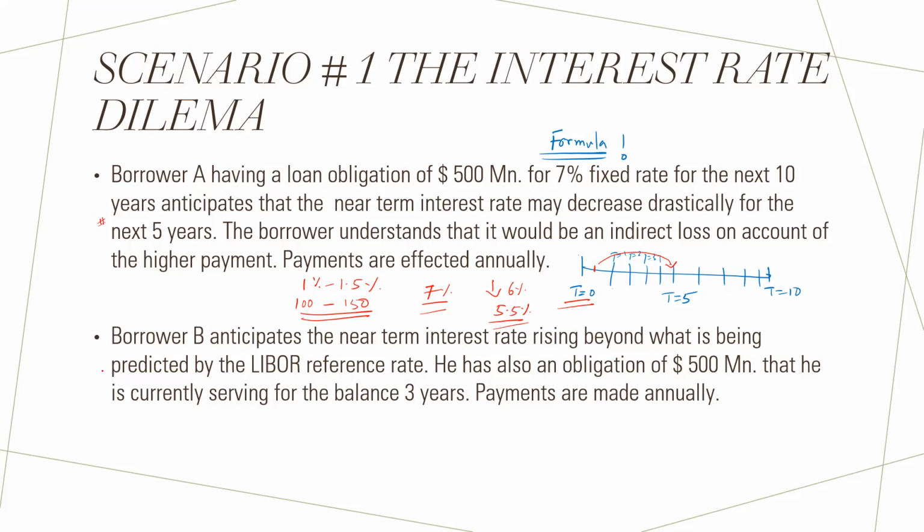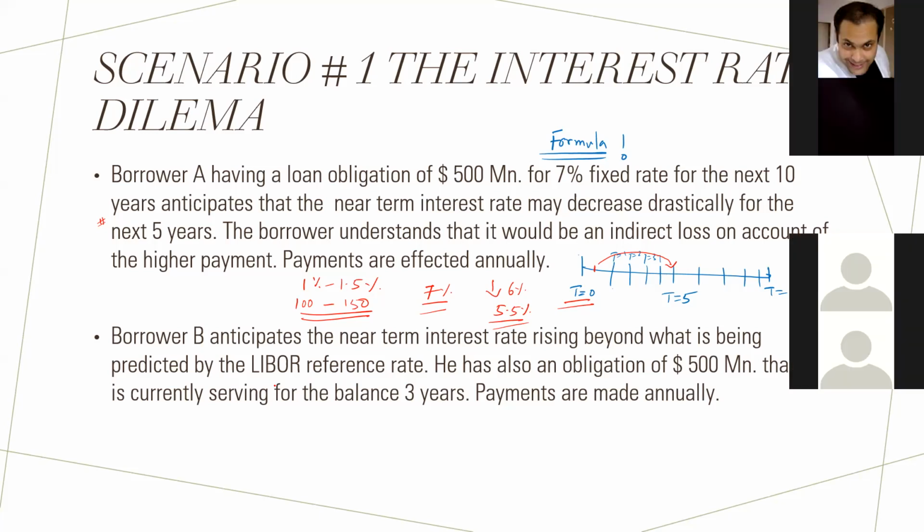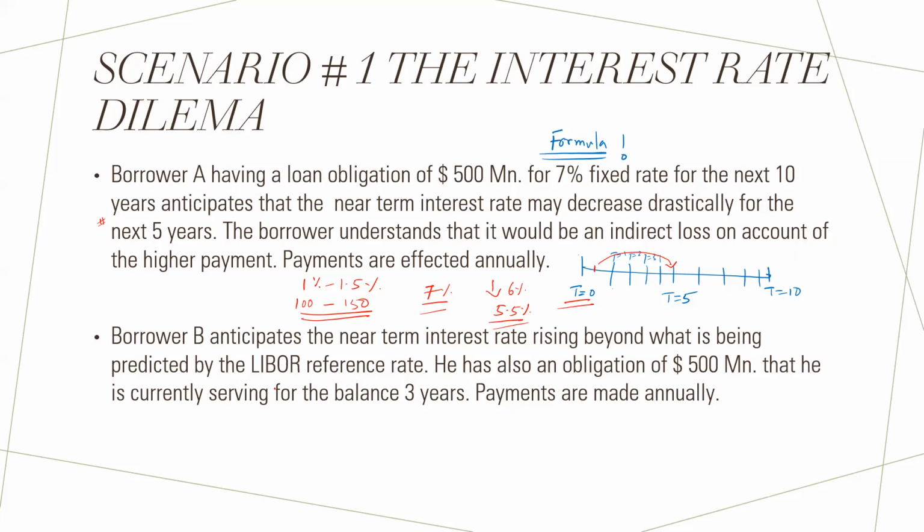Exactly opposite is the scenario for borrower B. The borrower B anticipates that the near-term interest rate may rise beyond what is being predicted by the LIBOR reference rate. Now, LIBOR is to be phased out soon, but still I'm making use of it. And in your exam, there is a slight possibility that LIBOR may be mentioned. Doesn't matter. Instead of LIBOR, you can call it SOFR, SONIA, doesn't matter.